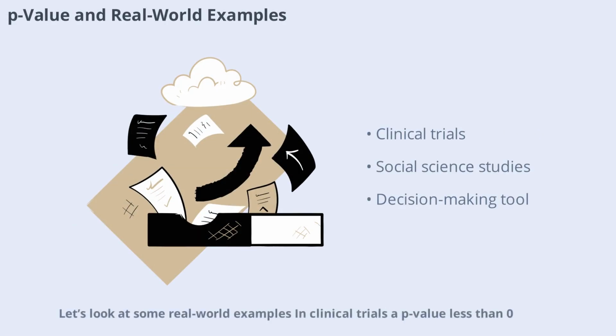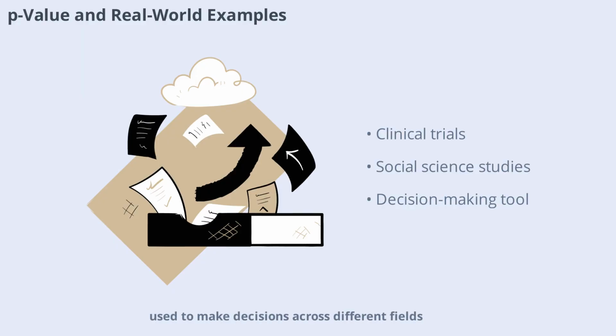Let's look at some real-world examples. In clinical trials, a p-value less than 0.05 might indicate that a new drug is more effective than a placebo. In social science, a small p-value could suggest a significant difference between groups. These examples show how p-values are used to make decisions across different fields.